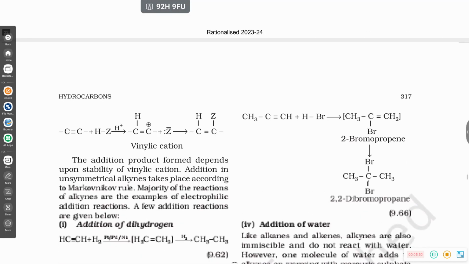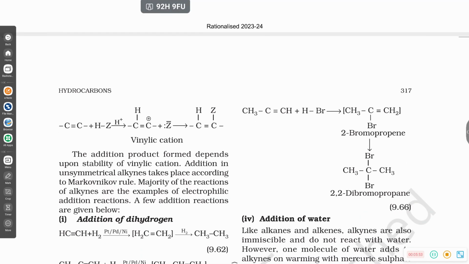For all these things, first it will occur like this. You understood that? One pi bond will break, and one atom is attached on one side, one atom on the other side. But based on what? Again, you see, hydrogen. This is called a vinylic cation. So the addition product formed depends upon the stability of the vinylic cation. Whichever cation is more stable will exist, and in that place the remaining other part will come and attach. Generally, addition in unsymmetrical alkynes is asked; for symmetrical alkynes they will not ask questions, since it can attack any side with the same value.